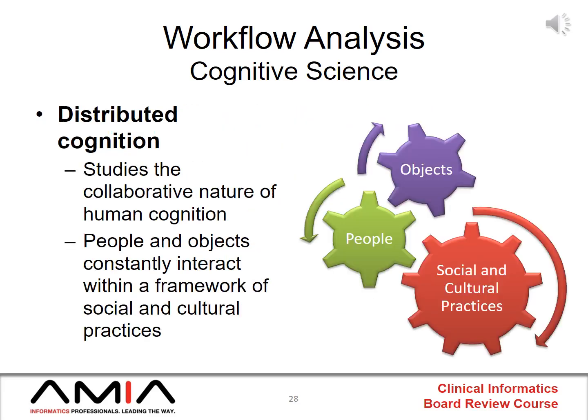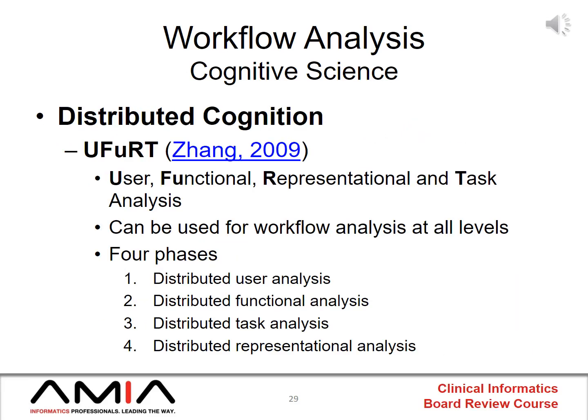Another cognitive science approach to workflow analysis is distributed cognition. Distributed cognition studies the collaborative nature of human cognition. As we all know, people and objects are constantly interacting within a framework of social and cultural practices. One specific type of distributed cognition is called the User Functional Representational and Task Analysis, which has an acronym that I am not going to dare try to say on this recording.